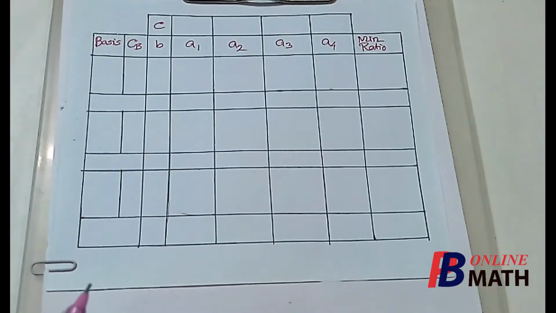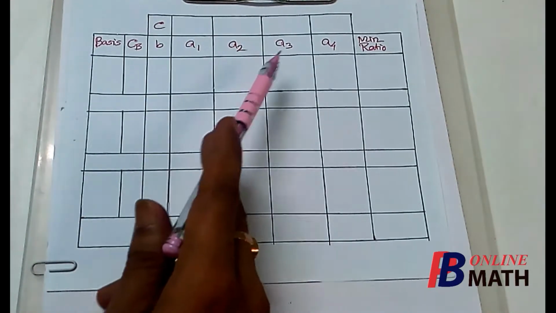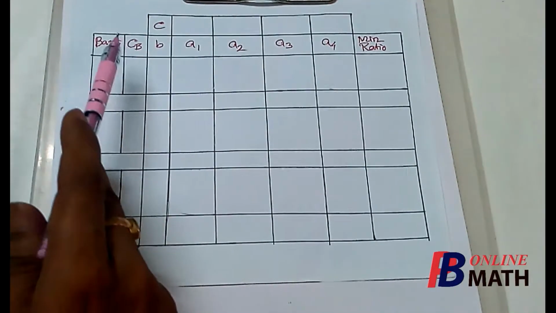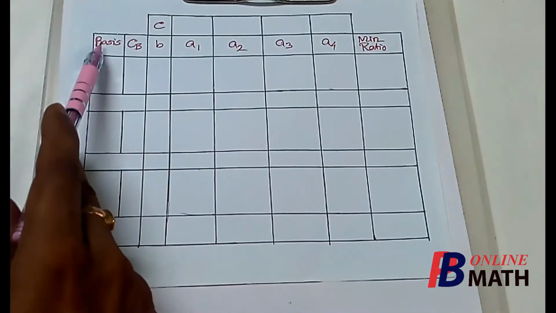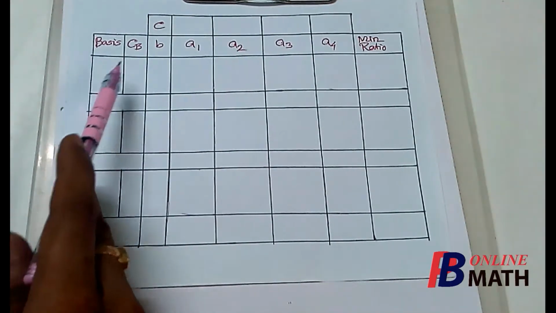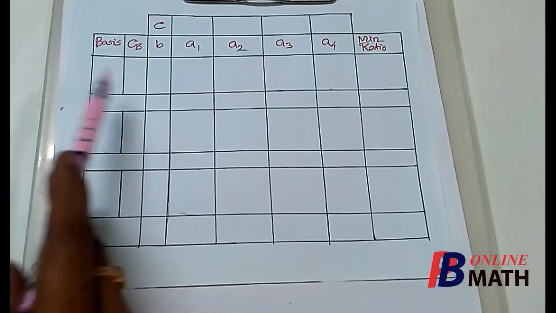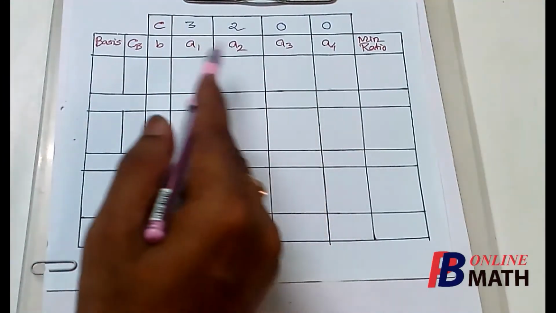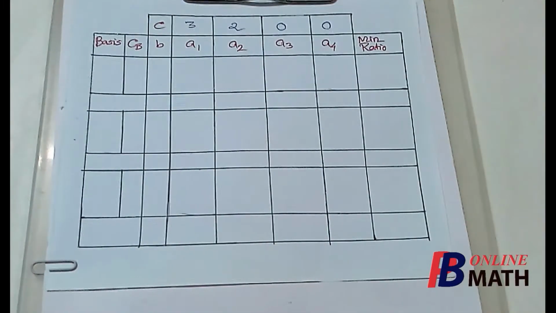This is the required simplex table we have to construct. Remember that these are the coefficient vectors a1, a2, a3, a4. B is the vector on the right hand side of the equations. C is the cost vector, and there will be some basic variables, and CB means the corresponding costs of the basic variables. Now we have obtained that the cost vector is 3, 2, 0, 0. So this is the cost vector 3, 2, 0, 0.